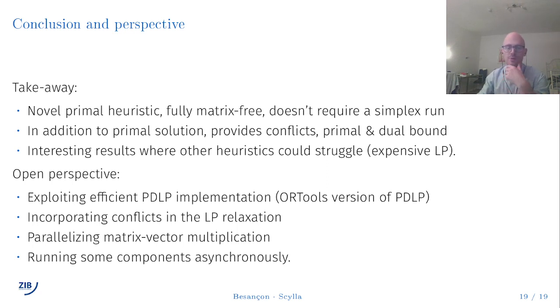All right, and in terms of outlook, again, we're trying to build a better version, a 2.0 version, using the OR-Tools version of PDLP, which is more stable. We're thinking about incorporating the conflicts not only in the fix and propagate part, but also in the LP relaxation solved by PDLP, and parallelizing and making things asynchronous.